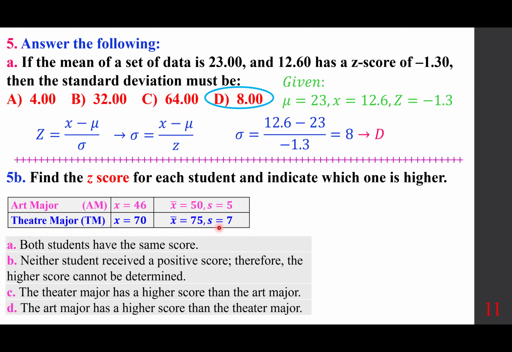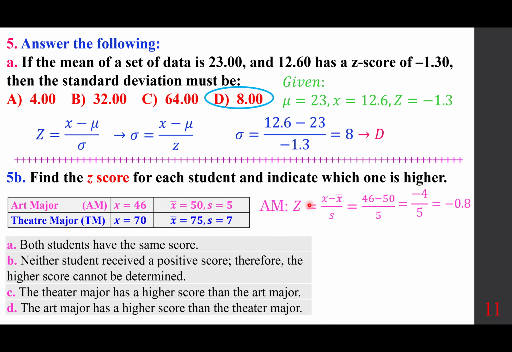And so for each one, we calculate the Z and we compare the Z score to answer the question. Z is X minus X bar over S. So for AM, X is 46 minus X bar, which is 50 over 5, gives you negative 4 over 5 or negative 0.8. By the way, if the z is 0, that means it's identical to the average. In other words, if this was the same as 50, this would become 0.